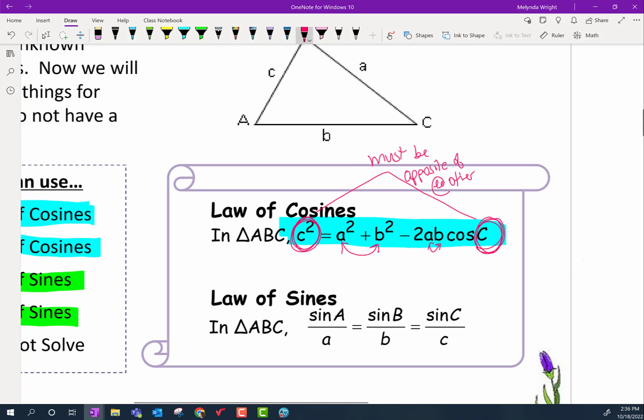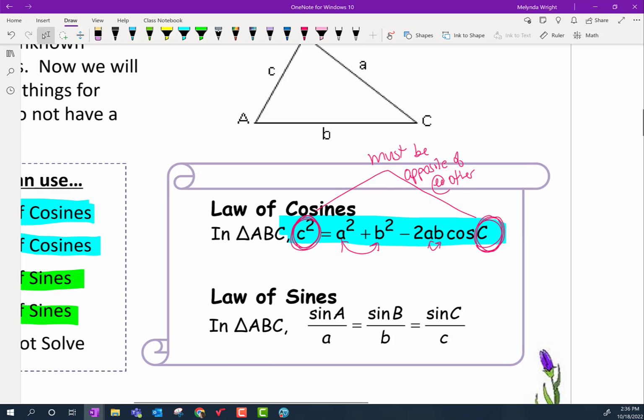Then for the law of sines, we rarely do 3 in a row like this. This is just demonstrating that all 3 of those fractions are equal. Sine A over A is the same thing as sine B over B, which is the same thing as sine C over C.